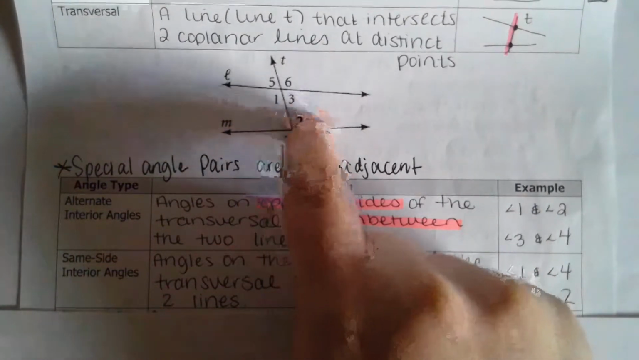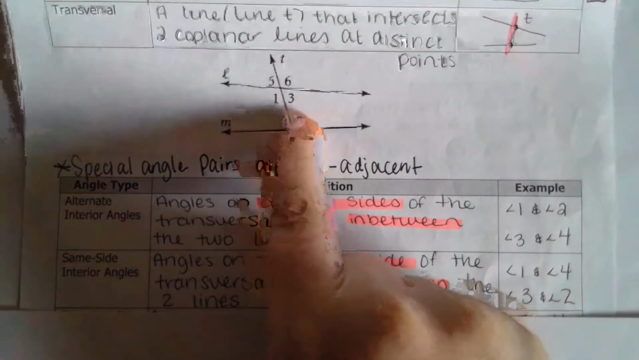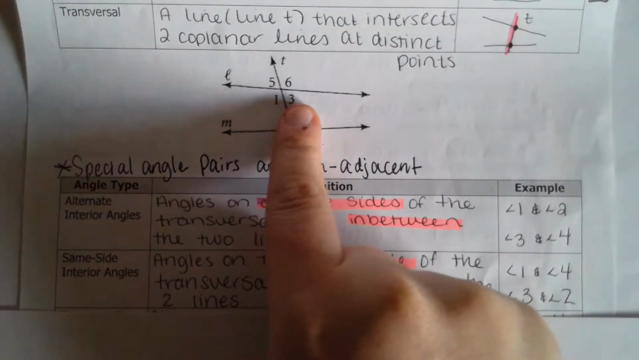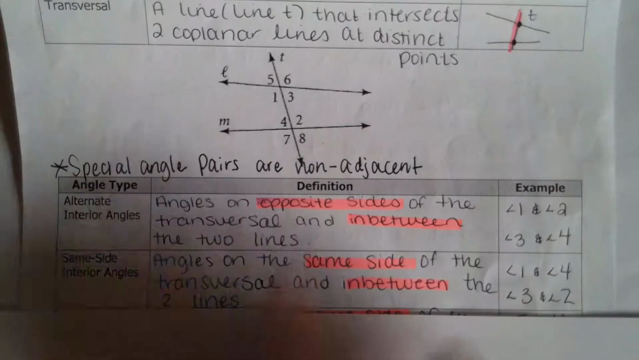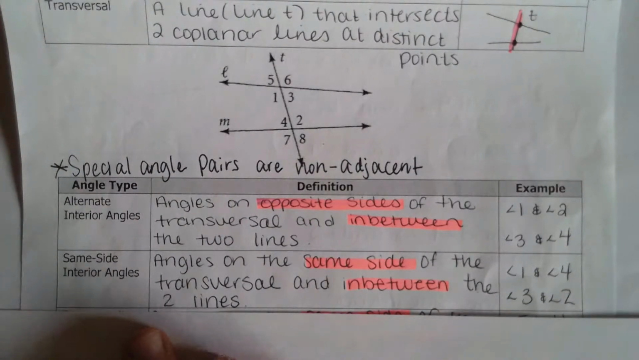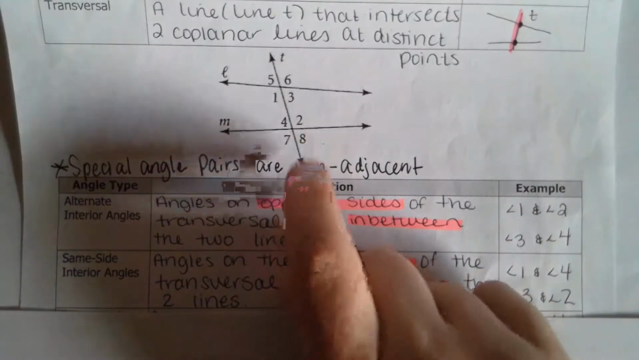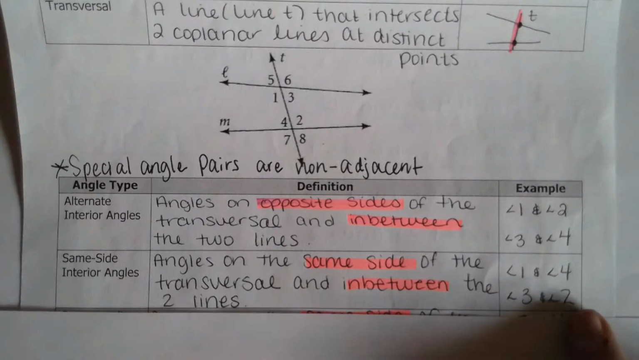1, 2, 3, and 4 are all of the angles that are inside the two lines. So we pick one from the left and one from the right. And remember, they cannot be adjacent. So 1 and 3, although they are alternate and they are interior, they're not alternate interior angles because they're adjacent. We then have same side interior angles, which are angles on the same side of the transversal and in between the two lines, such as 1 and 4 or 3 and 2, which we've written here.